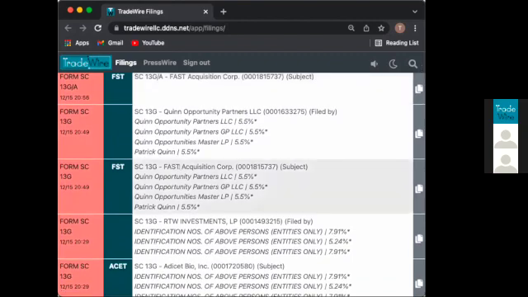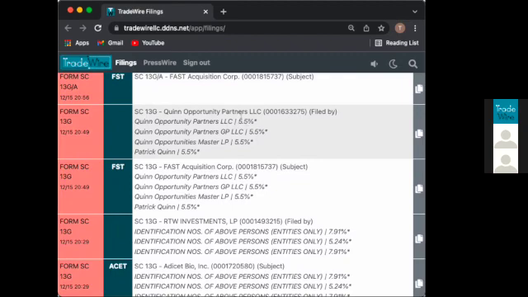So how do you read this? When a form SC 13G or 13D is filed, there's always one filed by the company. That's what you see here with FST. And then above it shows who it was filed by. So this one you can see was filed by Quinn Opportunity Partners. And you can see here that they bought 5.5%.